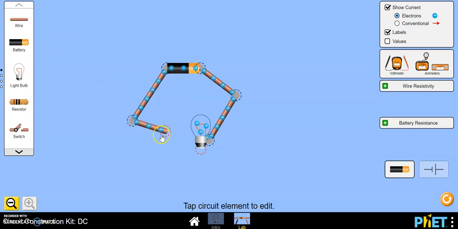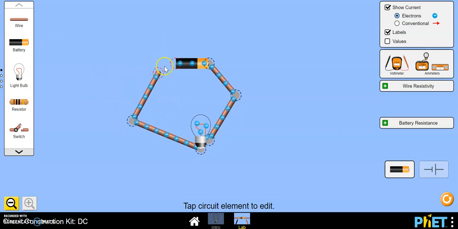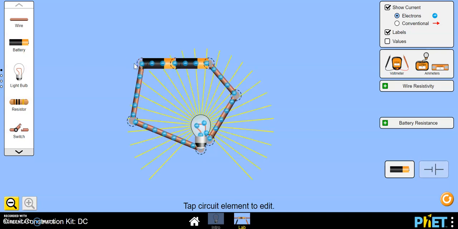Now, in the setup, I believe it has more than one battery, so if you want, we can put 2 batteries in here. We can do that if we want.